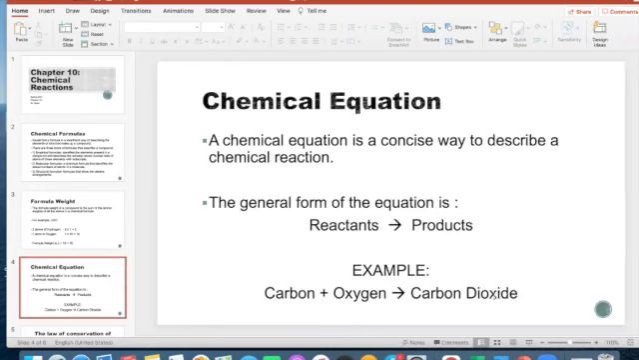So we talked about diatomic molecules. Di means two, tri means three, mono means one. So if this was carbon monoxide, it would just be CO. Since it's carbon dioxide, it's going to be CO2. If it was carbon trioxide, it would be CO3. All right.